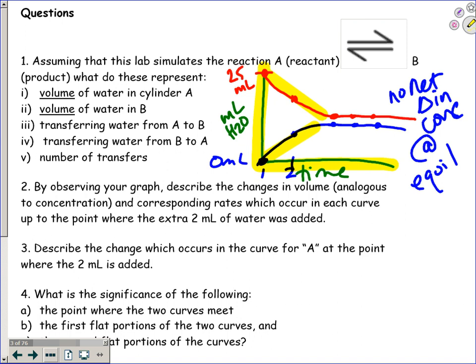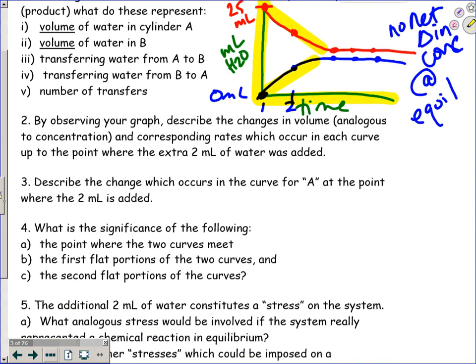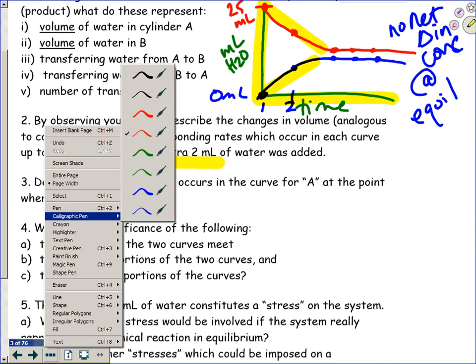And then the total number of transfers. So the number of transfers is just like we reacted. I wouldn't say it's a total number of reactions, because this continues. We just stopped at some point in time. It's just the duration of the reaction, right? It's just time. Okay. By observing your graph, describe the changes in volume. I think you guys got that. We never made it to this point here, but I'll tell you what that addition is here in just a second. I'll highlight it here.